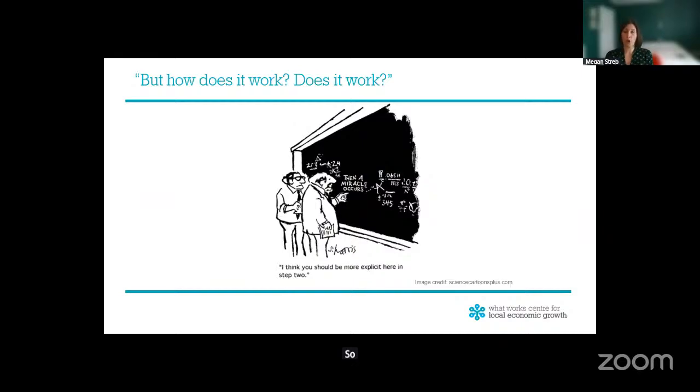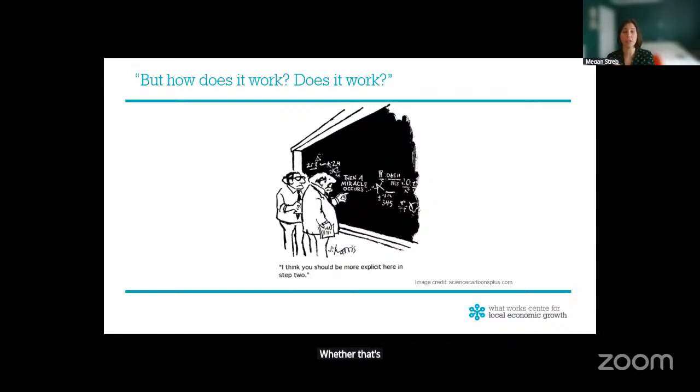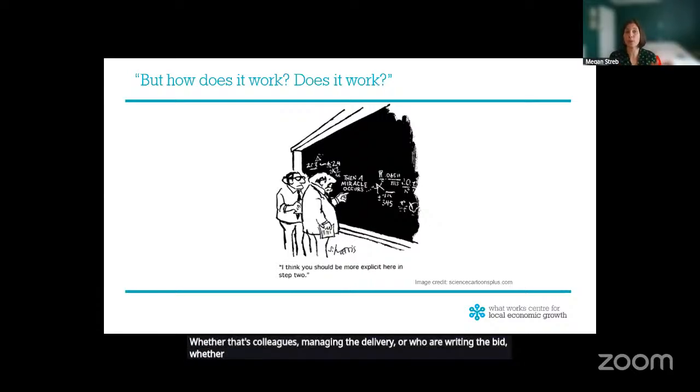So as you're putting together a project, right, you need to know where you're at, where you want to get to, and how you're going to get there, right? And you need to also be able to communicate that to others, whether that's colleagues managing the delivery or who are writing the bid, whether that's someone who is holding the purse strings, whether that's internal or an external funder, as well as partnering organizations, right?